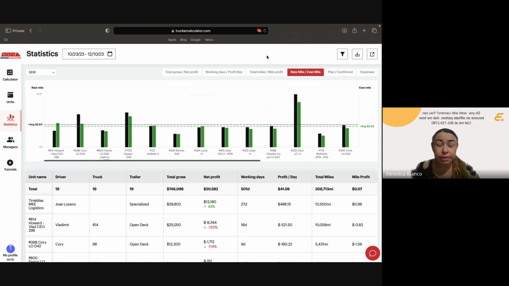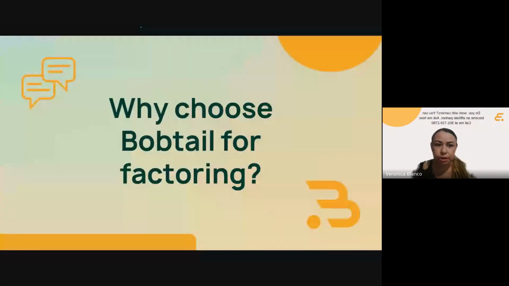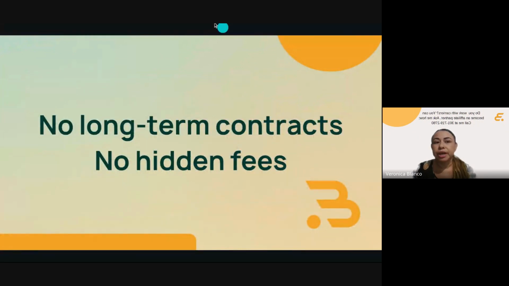So with Bobtail factoring, it's very important for us to keep our customers not just well informed through these workshops, for instance, but we make sure that it's a win-win situation. We only charge you to factor an invoice. We would never charge you any additional fees like many other factoring companies.